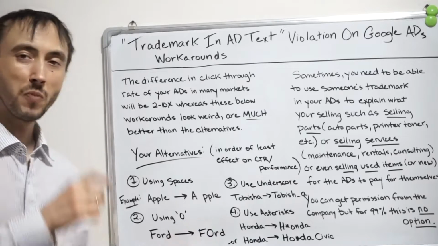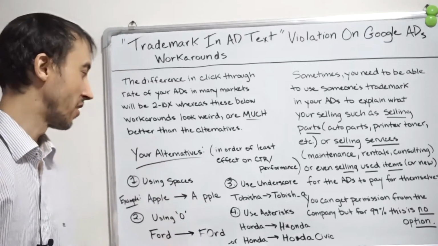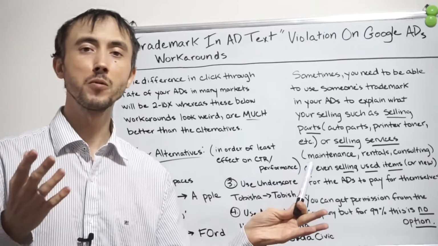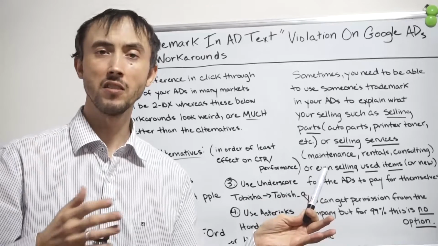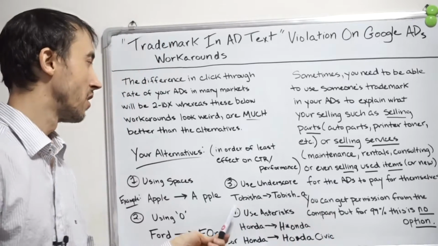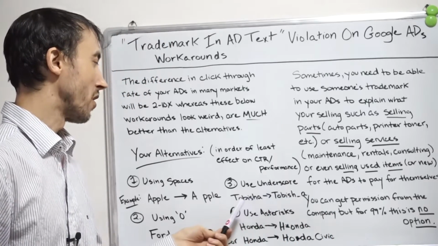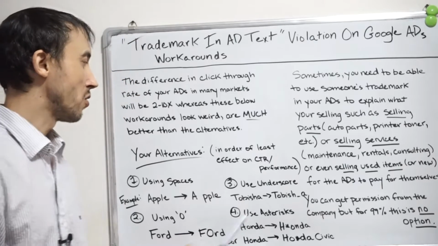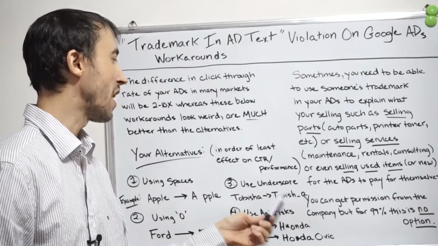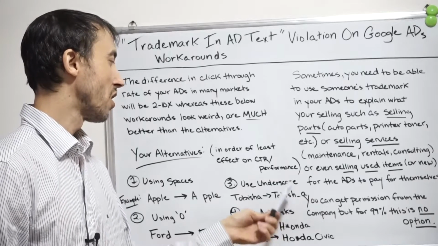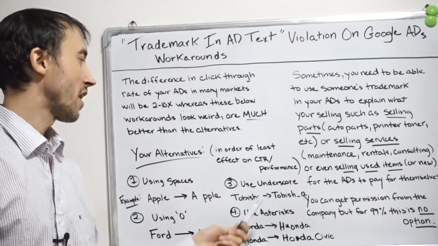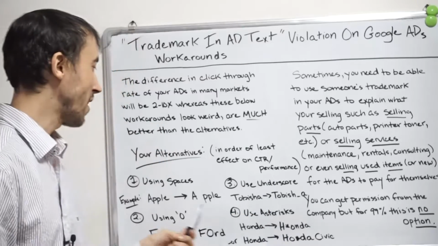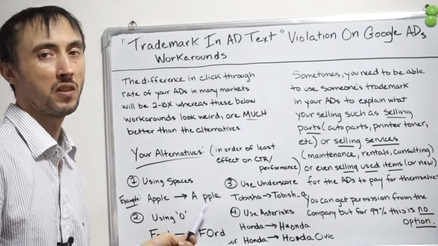Your third option, which makes almost as much money but a little less than the second option with the 0, is for when your trademark term does not have an O in it: you can use an underscore. An example would be, if the trademark term is Tobisha, you can use TOBISH underscore A. Notice I did not remove any letters, I just added an underscore. Like the space here, I did not remove a letter physically.